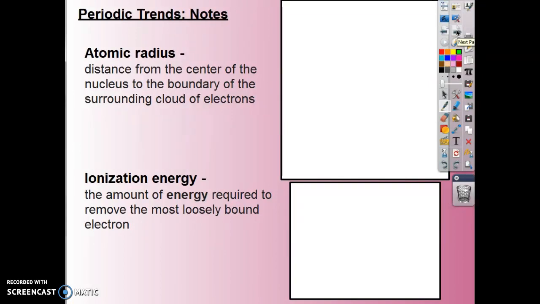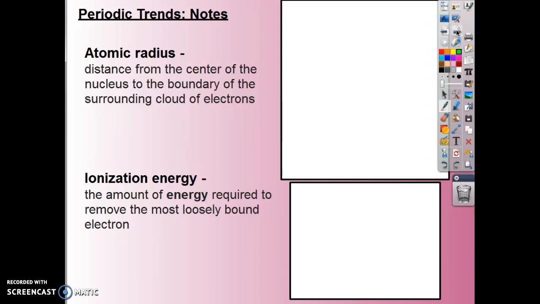Alright, so now we just have to sum up with the different trends that we can see on the periodic table. The way the periodic table is arranged, the properties of the valence electrons, and how tightly atoms hold on to their electrons based on their number of protons, all of these things can cause several different trends as you move across the periodic table. The first one we're going to talk about is atomic radius. And this means exactly what it sounds like. It's the distance from the center of the nucleus to the boundary of the surrounding cloud of electrons.